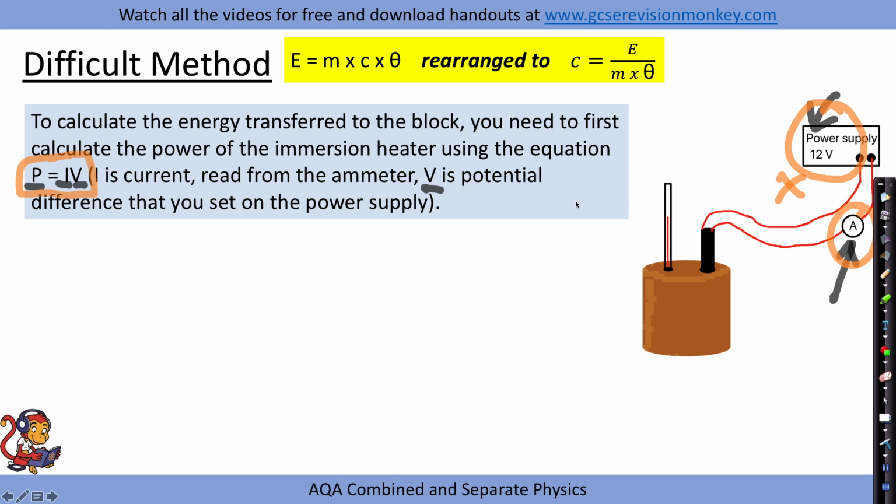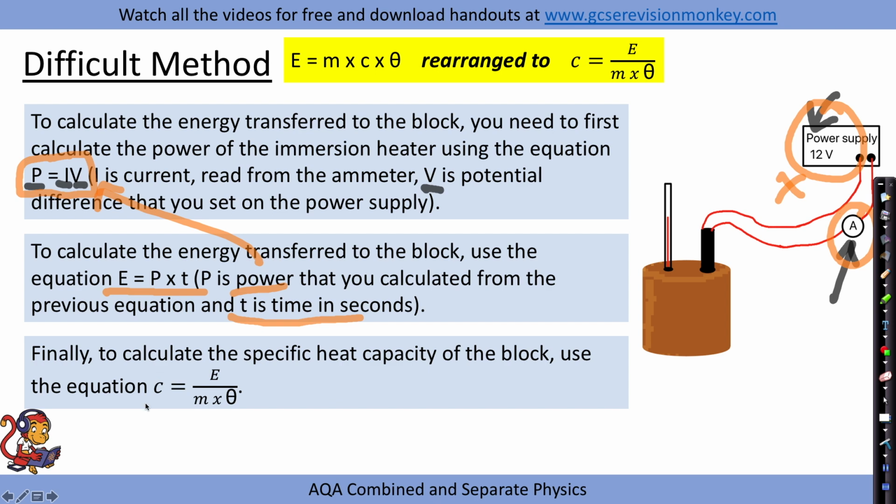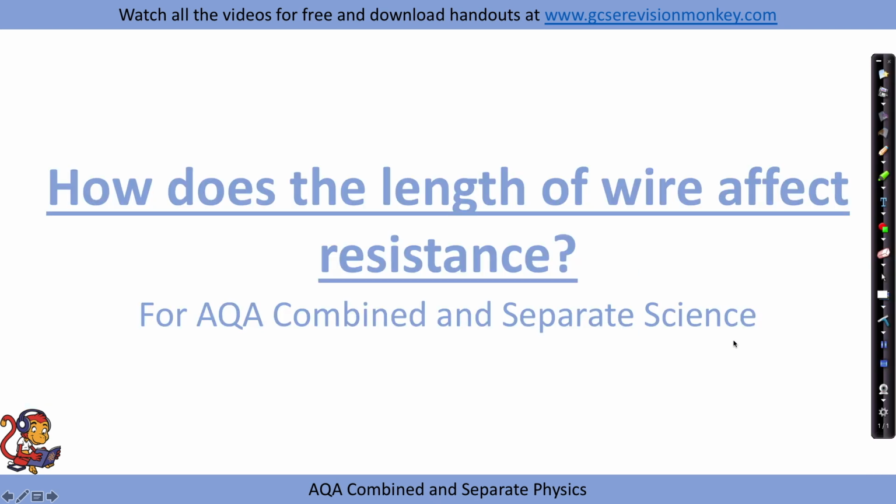Next, we need to use a different equation to calculate energy transferred. That equation is E equals P times T. So P we've calculated from this equation above, and time in seconds is the time that the immersion heater was heating the metal block for. And the final step is then to put it back into this equation. Specific heat capacity equals energy that you've calculated from the two equations divided by the mass times the temperature change.